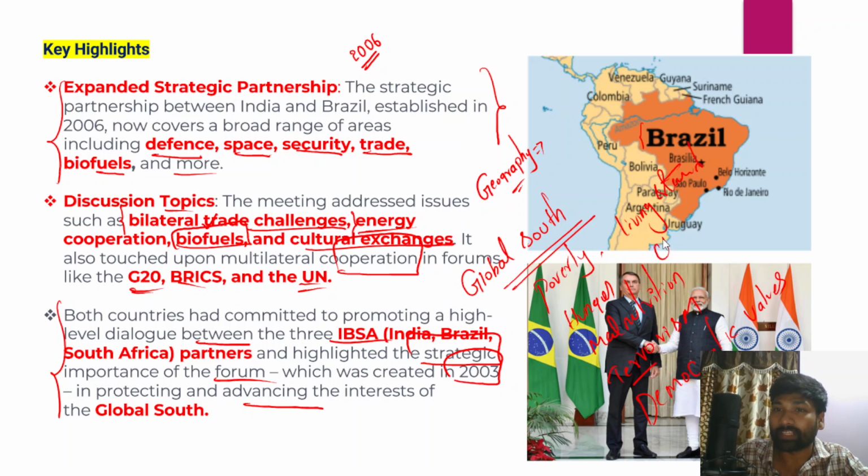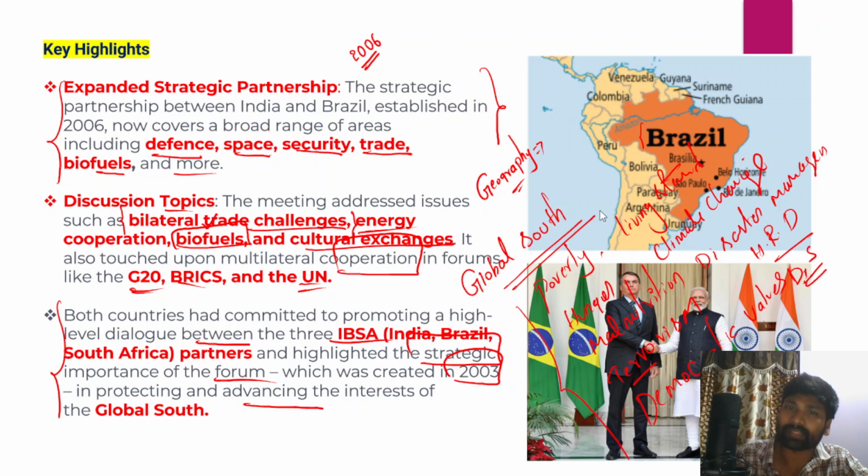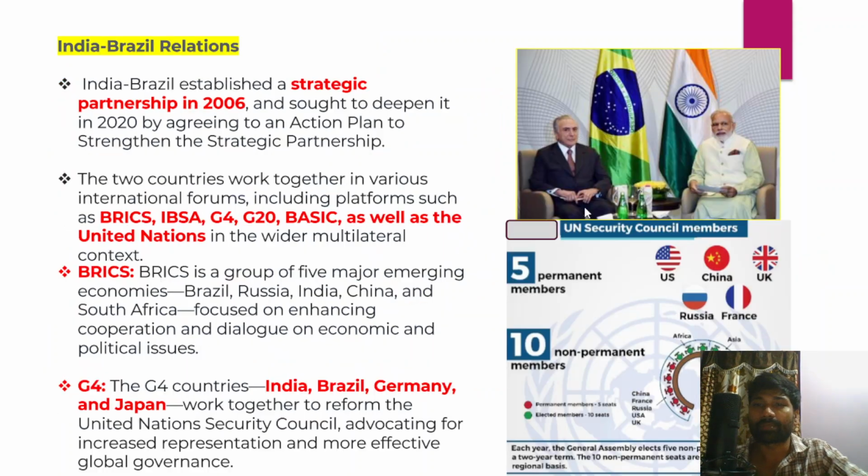And climate change is another area that they can work on, and disaster management is also another very important area, along with human resources development, defense cooperation, and security cooperation. So these are different areas where countries across the global south can come together and work, and India and Brazil can actually play a very important role in this context, right? So we'll understand India Brazil relations in an in-depth manner.